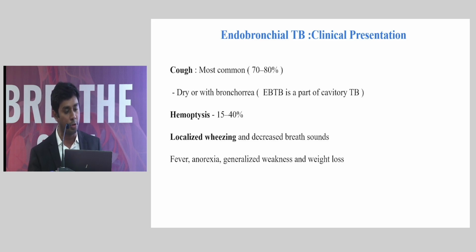If you see the symptoms, if a patient of TB has a consistent cough which is not responding to treatment, then always keep in the back of your mind that the patient may be suffering from endobronchial TB, and generally this cough tends to be a dry cough. Hemoptysis can be seen in 15 to 40% of patients, along with localized wheezing and decreased breath sounds. This is very, very important. Let's say you have a patient who is on treatment for TB with a consistent cough, and you auscultate and demonstrate a localized wheezing or decreased breath sounds, then always have a very high suspicion of endobronchial TB. Along with that, they can have the other constitutional symptoms like fever, anorexia, generalized weakness, and weight loss.